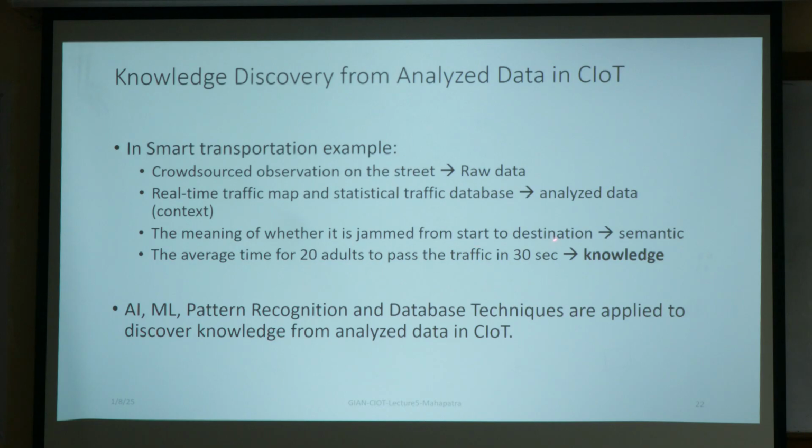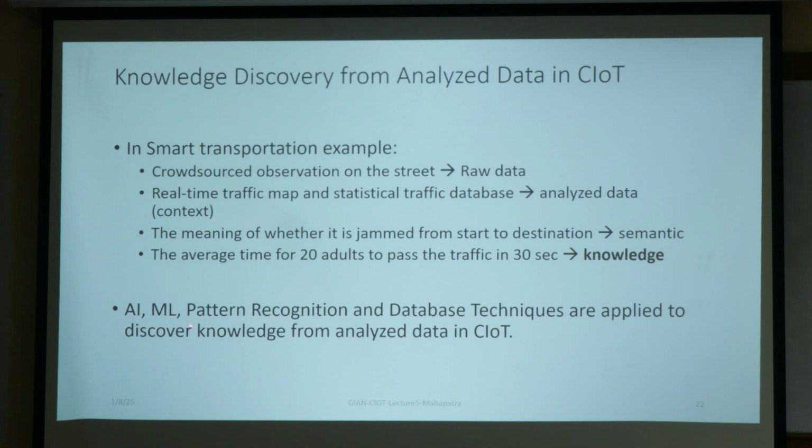Then from the analysis, they can also find out and tell you the average time. They say that, oh, you have to cross that area, then the delay will be, say, 10 minutes. They say plus 10. Have you seen that? So this is exactly it, they analyze, they say average time for 20 adults to pass the traffic in 30 seconds, analyze this thing. This is knowledge. Now you got it? How knowledge is formed, using crowdsourcing, the smart transportation example.